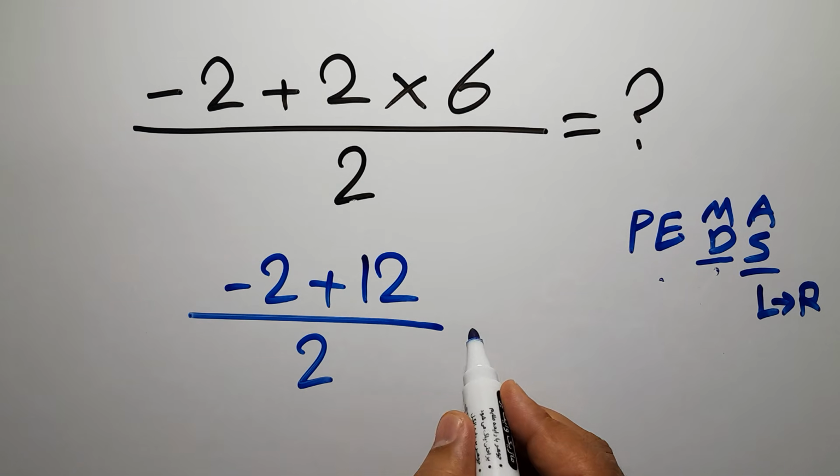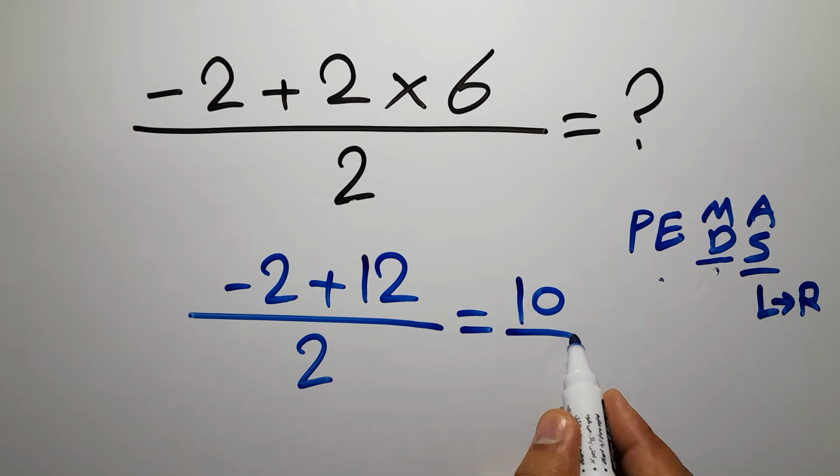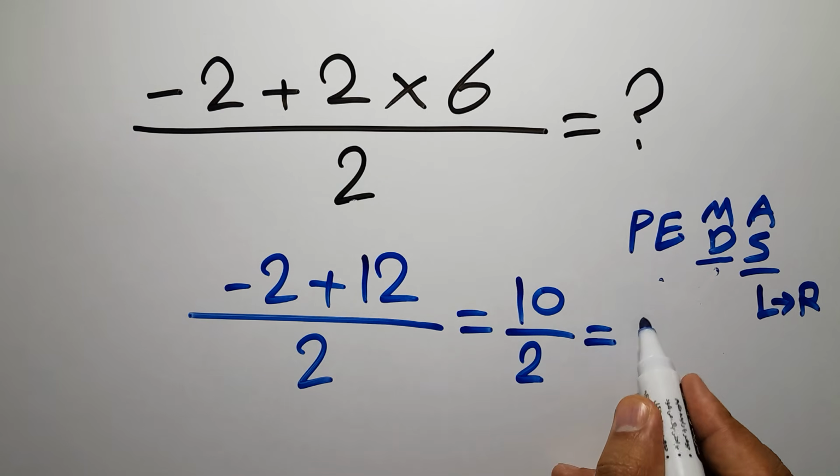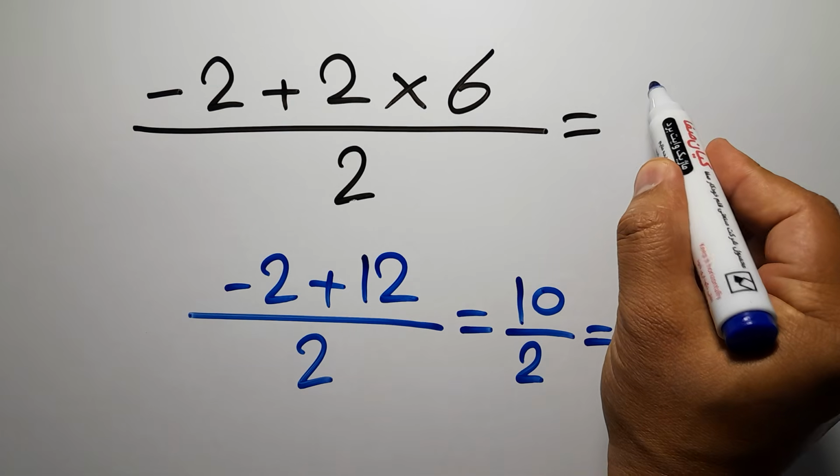Negative 2 plus 12 gives us just 10. So 10 over 2 gives us 5. And this is our final answer to this problem. The correct answer is 5.